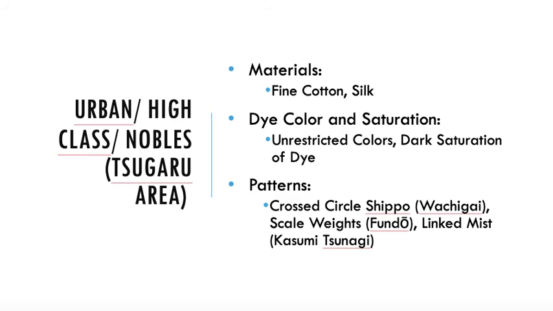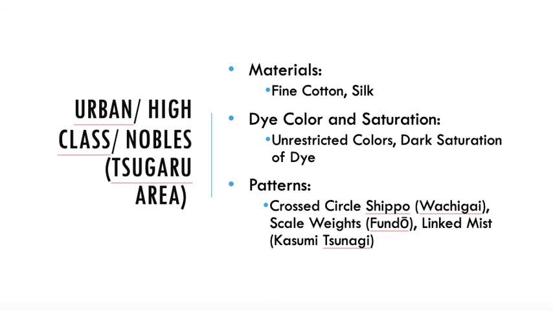So for urban, high-class, noble people, the materials that they were using were fine cotton and silk, and they were unrestricted for dyes, and they could use any colors they wanted, and it was typically dark in saturation, and this is typical in the Tsugaru area.